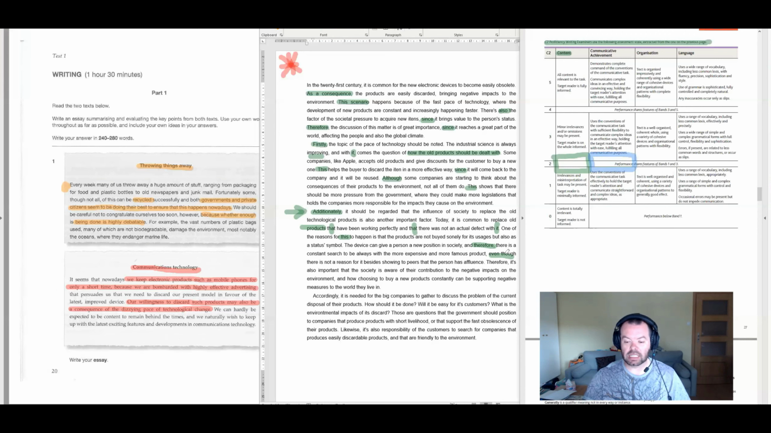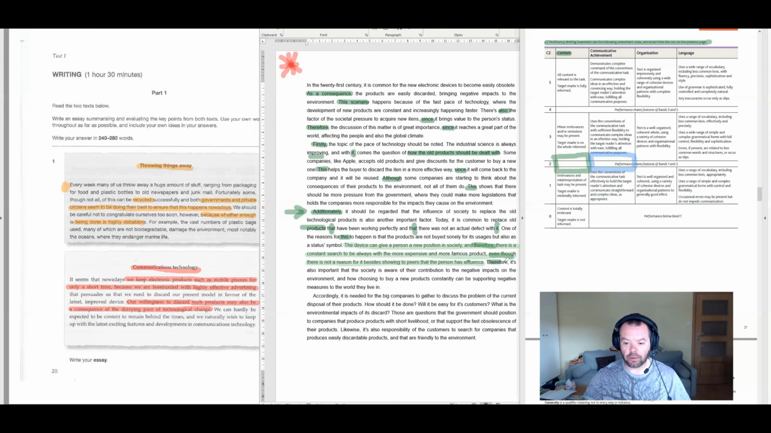Now, there are plenty of little mistakes here on the language side, but I want to point out that this is a very nicely structured, long sentence. Let's just look at it again. The device can give a person a new position in society, and therefore there is a constant search to be always with the more expensive and more famous product, even though there is not a reason for it besides showing to peers that the person has affluence. Okay, so we could question the word choice, and I will, but that's a good 3-line sentence. And this is actually part of organization, the idea that you can use things with flexibility to give a longer sentence rather than everything being short.